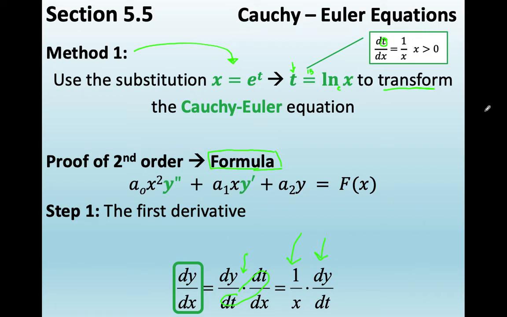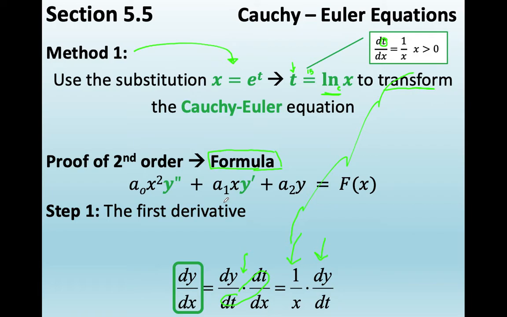Okay, you okay with where this comes from? dt/dx, it's right there. So taking y prime with respect to x, given that I'm going to do a transformation here, where x is equal to e to the t, but t was equal to ln x, that way I could get my dt over dx. So I'm going to be able to substitute in for y prime.